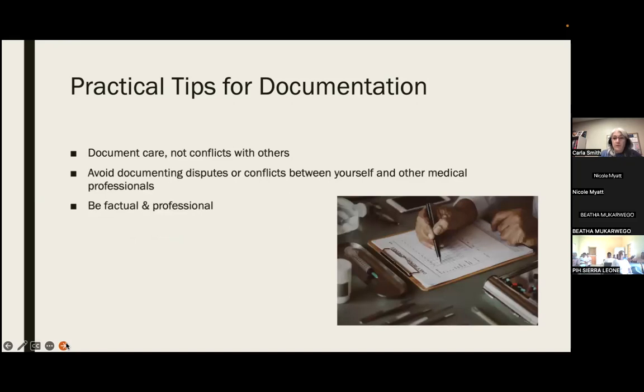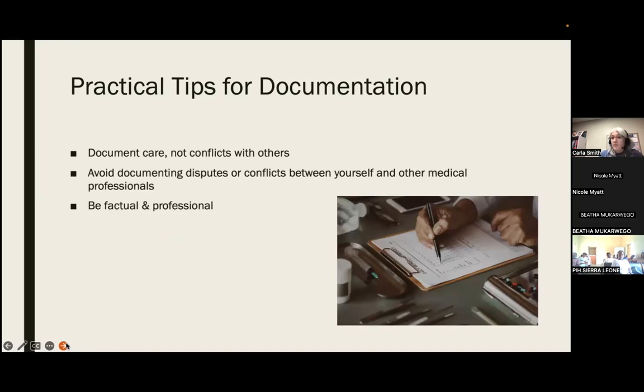It's also important that you document the care and not conflicts with others. That includes conflicts between yourself and other departments or other medical professionals. You want to be factual and you want to be professional.